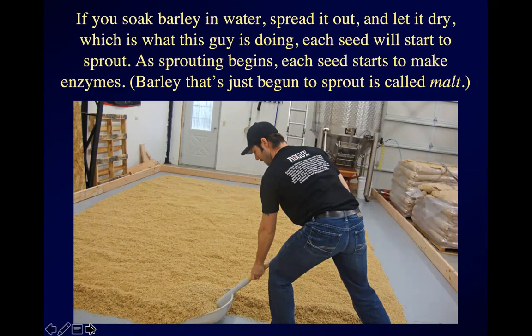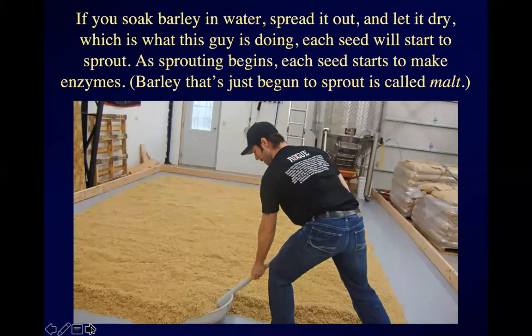So what some genius about 7,000 years ago, probably in what is now Iraq, what some brilliant man figured out back then was that if you soak barley seeds in water, spread them out and let them dry, which is what this guy is doing, every seed will begin the process of sprouting.